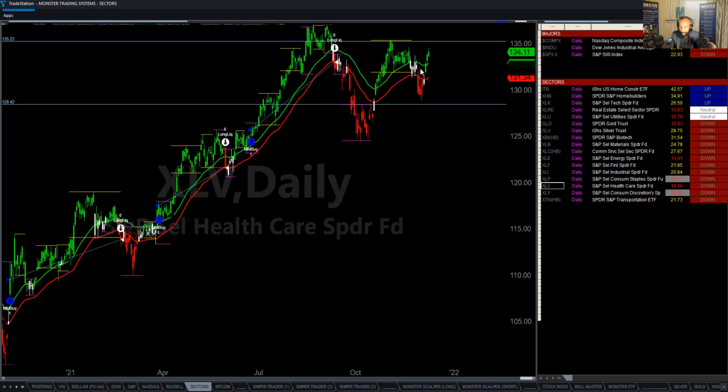All right. Now, what if it breaks support and gives us a short signal, or just breaks support? What phase is that? Markdown phase. Yeah, markdown, very good. The markdown or declining phase. You guys see why this is important to know?